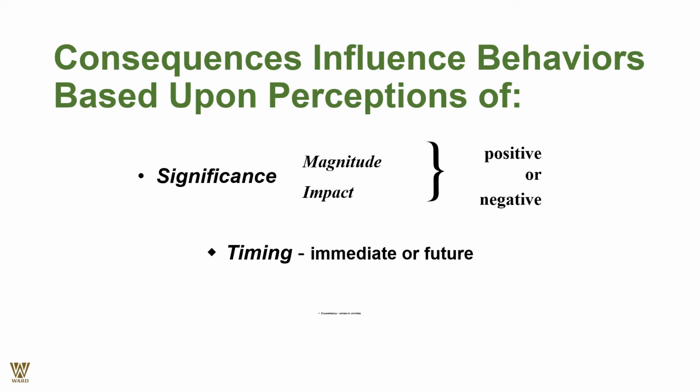Timing is all about immediate or future, as the case might be, and consistency is all about certainty. Degrees of certainty, if I may say so, wherein you are completely certain and wherein you are not at all certain. So there is something called certainty and uncertainty. So yes, behaviors are based on the perception of significance, timing, and consistency, as the case might be. This needs to be taken into consideration.